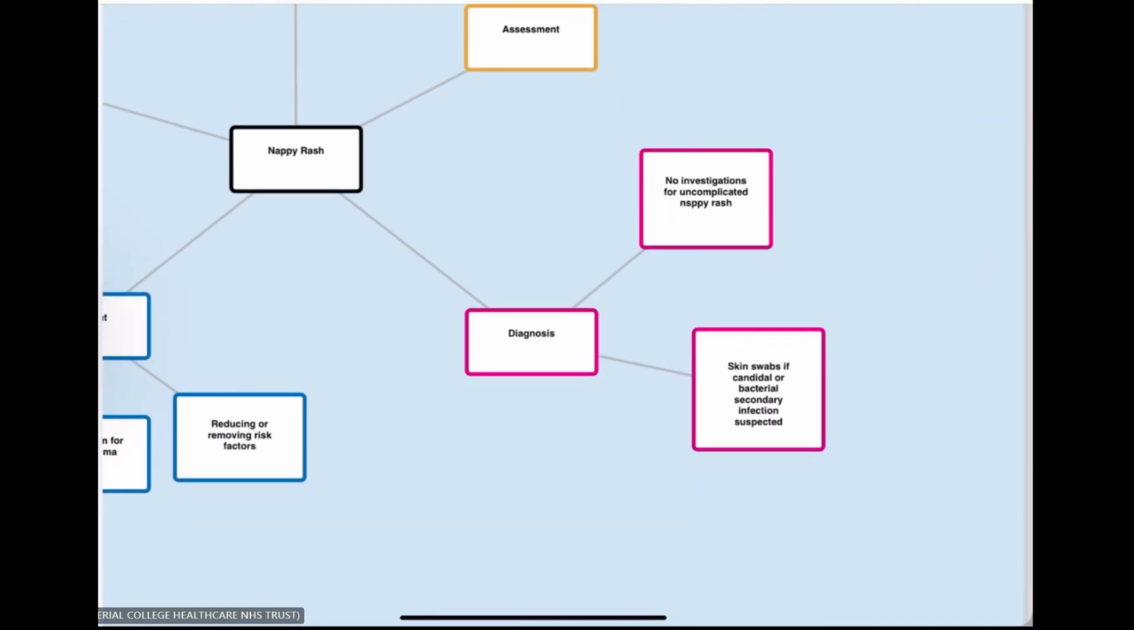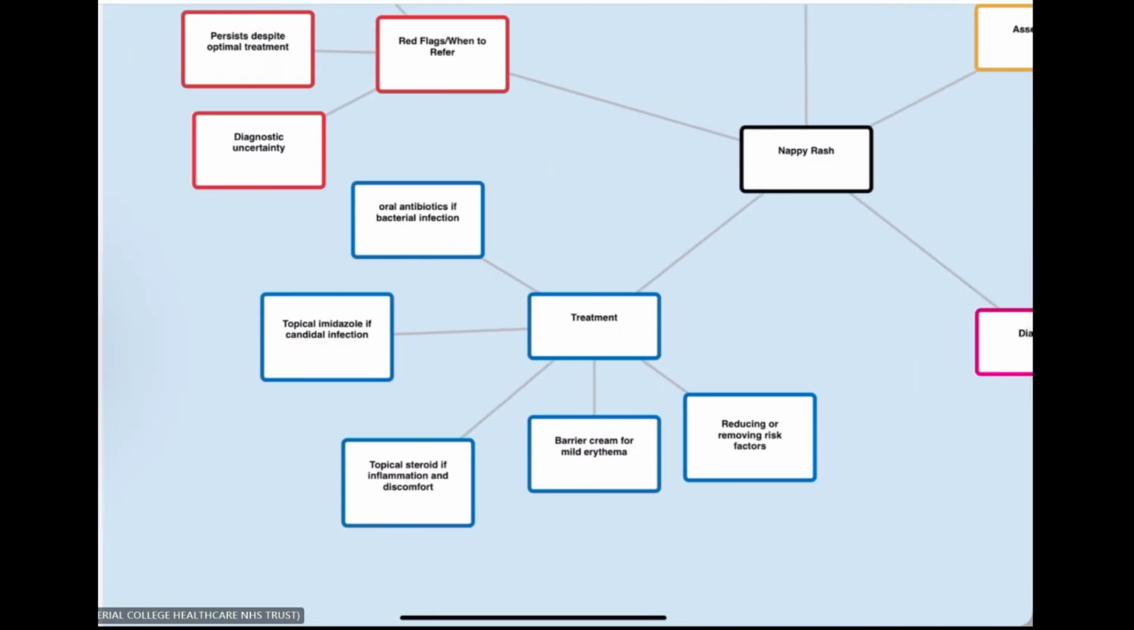Diagnosis. Investigations are not normally required to make a diagnosis of uncomplicated nappy rash. Consider taking a skin swab if candidal or bacterial secondary infection are suspected, especially if nappy rash is severe.